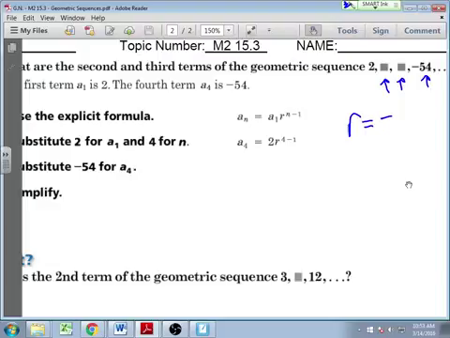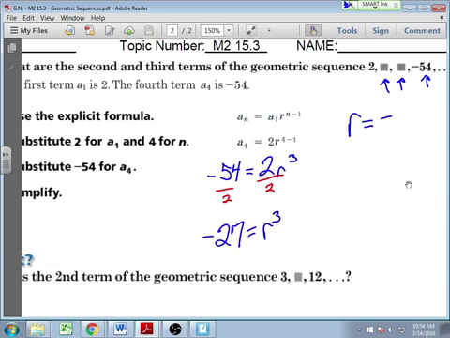So next below here, everybody needs to replace a sub 4 with negative 54. So I should see people writing. We're going to replace that. Then what can I do to help simplify and work towards getting r by itself? If I have 2 times r to the third, Seth? Divide both sides by 2. So real easy, get rid of the 2. I get negative 27 equals r to the third.